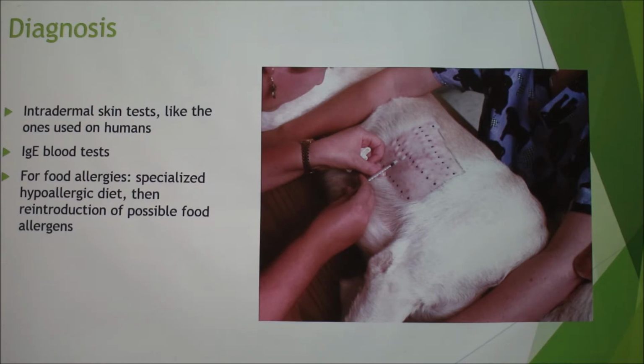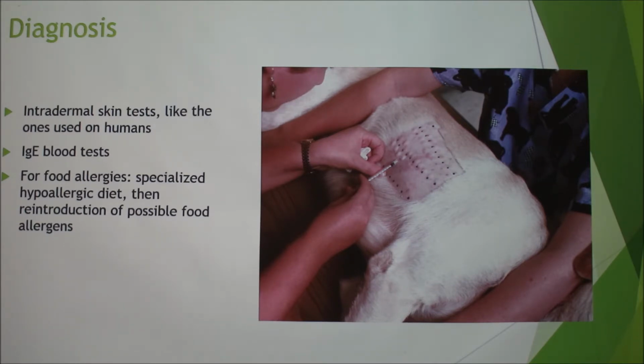And how these are diagnosed. One example, this is an intradermal skin test. Each of these little spots is getting injected with a different kind of antigen. It's the same kind of thing they use for people. They inject a little bit of a different allergen and they wait and see if there's a response on the skin. So any irritation, redness, swelling, anything like that. And that can be used to find out exactly what it is that the dog is allergic to.